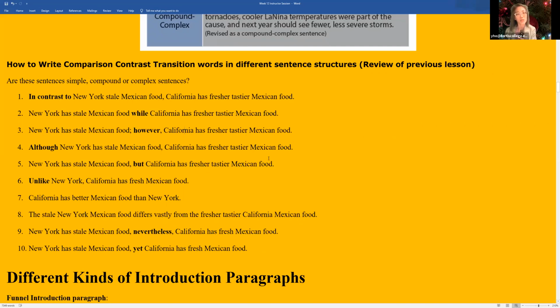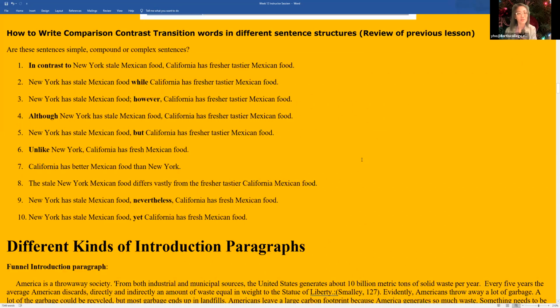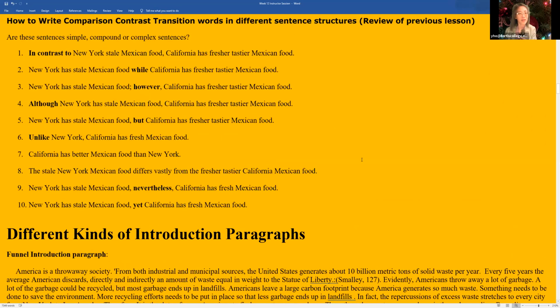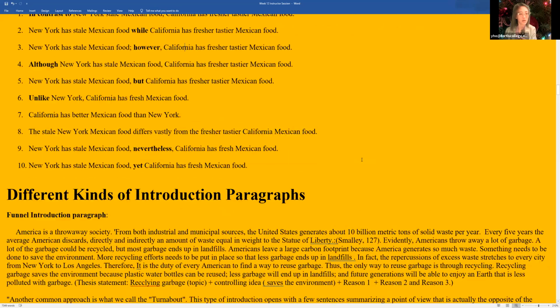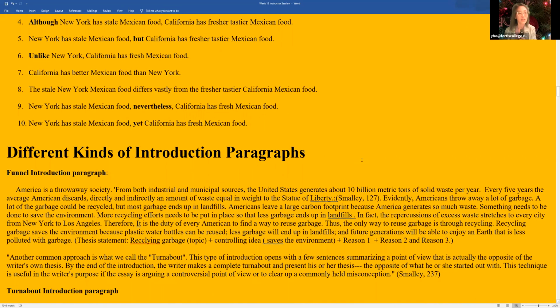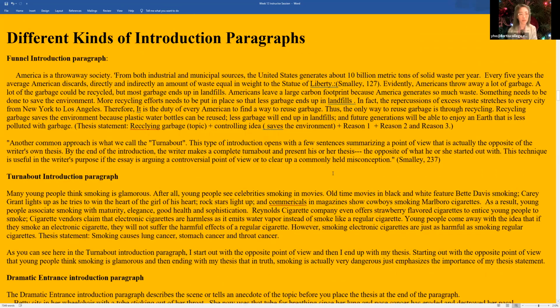So that's why you would change your style, your stylistics, and that's why you avoid sentence fragments too, when you know the difference between your simple, compound, or complex sentences. Now we're going to switch completely to another topic. It has nothing to do with transition words or subordinating conjunctions or anything like that. Now we're going to study different kinds of introduction paragraphs.